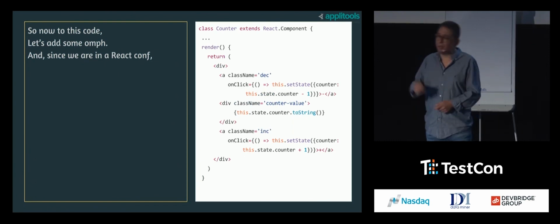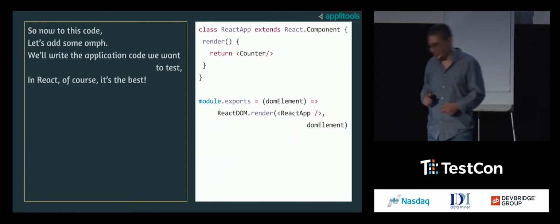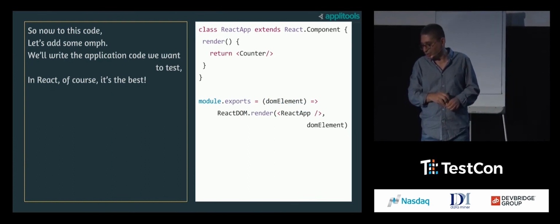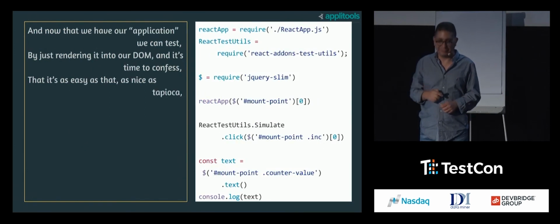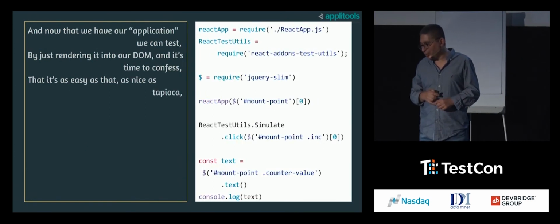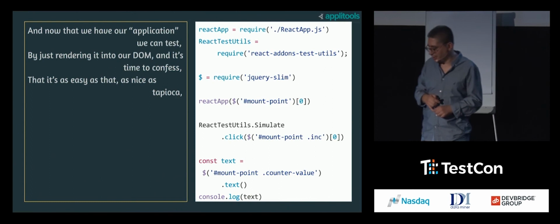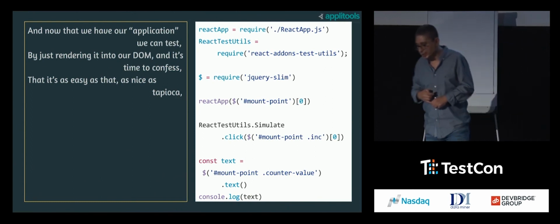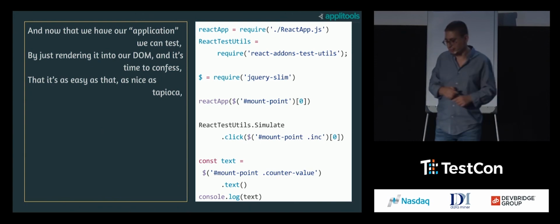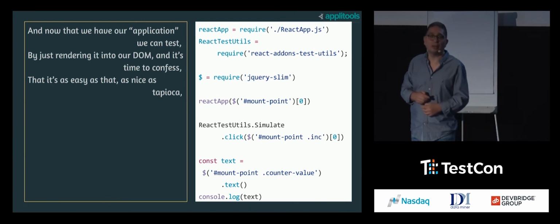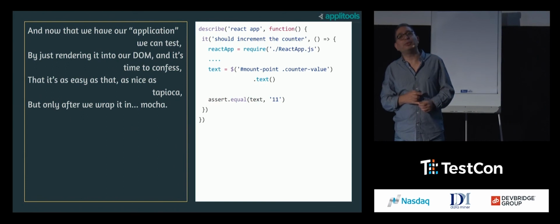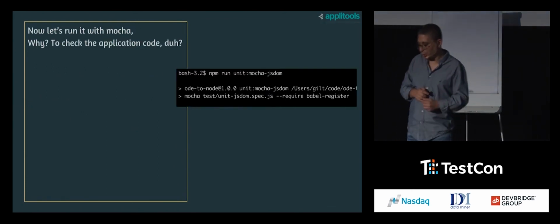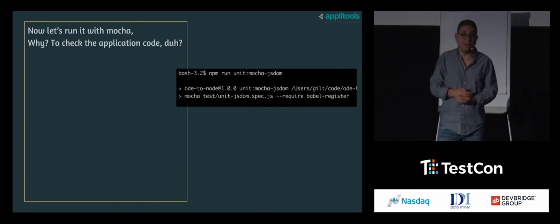So now to this code, let's add some oomph. And since we are not in a React conf, we'll write the application we want to test in React, of course. It's the best. And now that we have our application we can test by just rendering it into our DOM. And it's time to confess that it's as easy as that, as nice as tapioca, but only after we wrap it in Mocha. Now let's run it with Mocha. Why? To check the application code, duh.